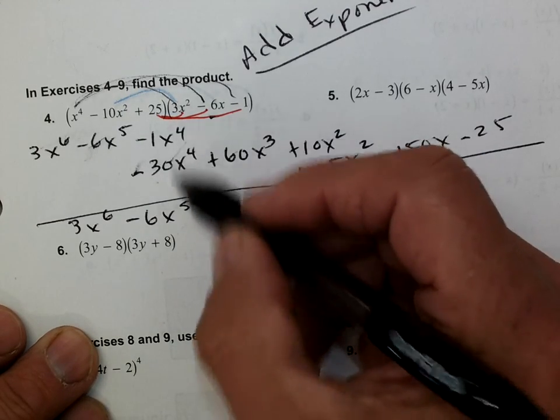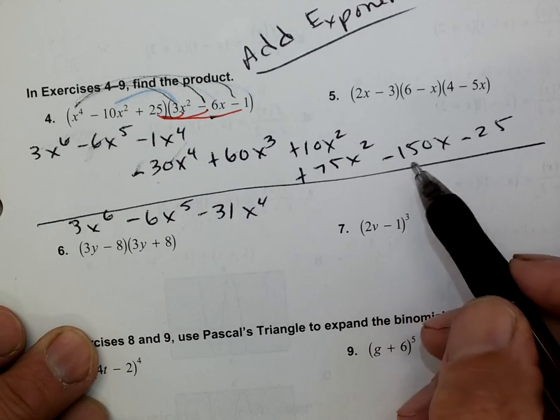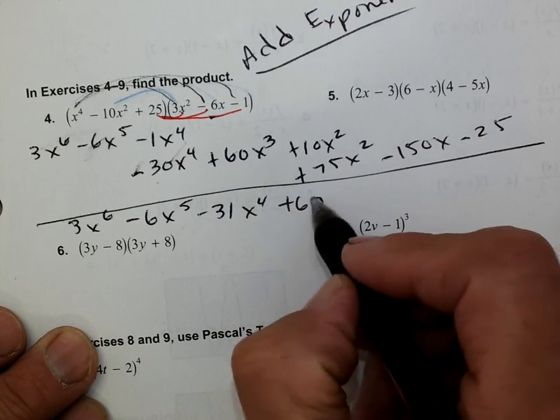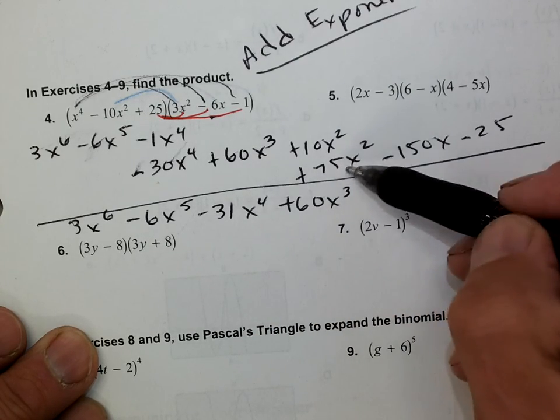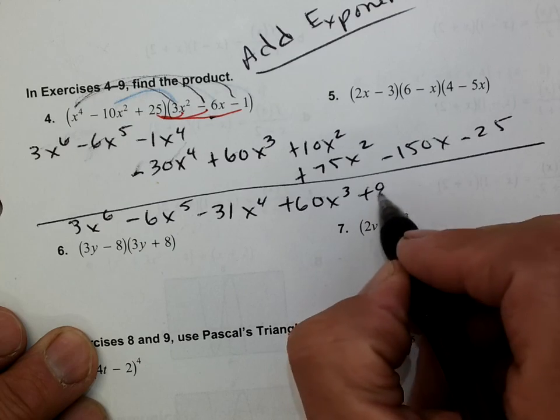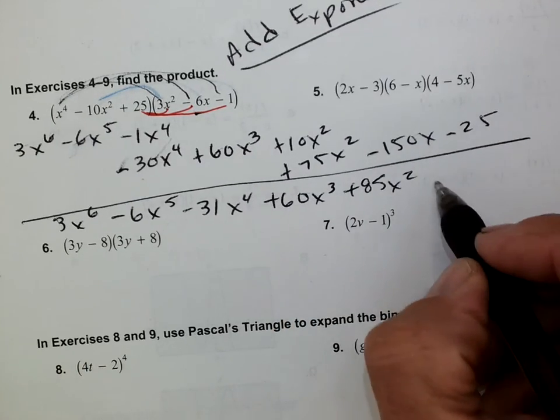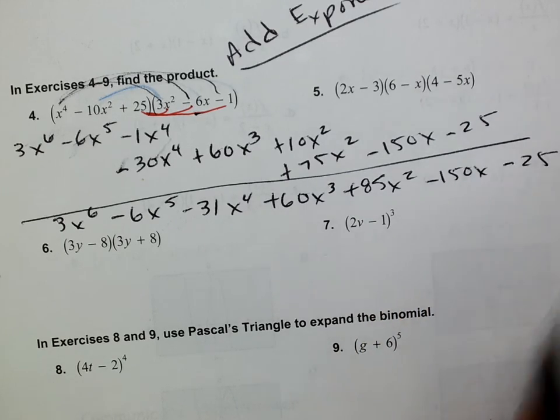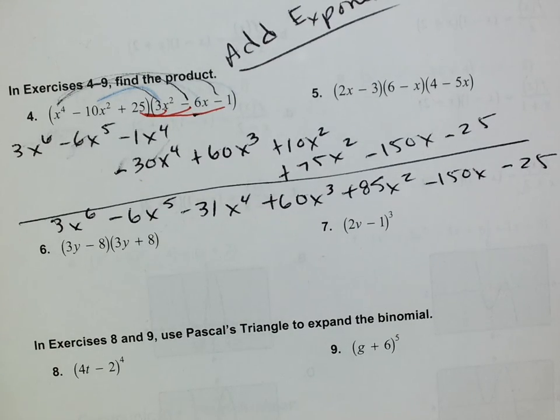These make a negative 31x to the 4th. There's only this one, so I bring it down, plus a 60x to the 3rd. I'm going to add these two, plus 85x squared. I'll bring down the negative 150x and the negative 25. Wow, that is really one ugly answer, right? You guys agree? But that's it totally multiplied through, okay?